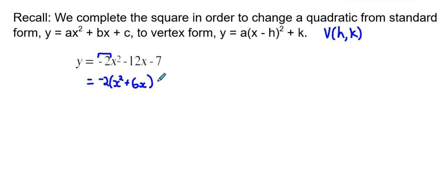And we're not going to common factor it out of that c value, that 7 that's sitting on the end, right? It's not going to be common factored. Notice again, you can quickly redistribute the negative 2 to make sure that you did this right. Negative 2 times x squared is negative 2x squared. And negative 2 times 6x is going to give me negative 12x. So we did that right.